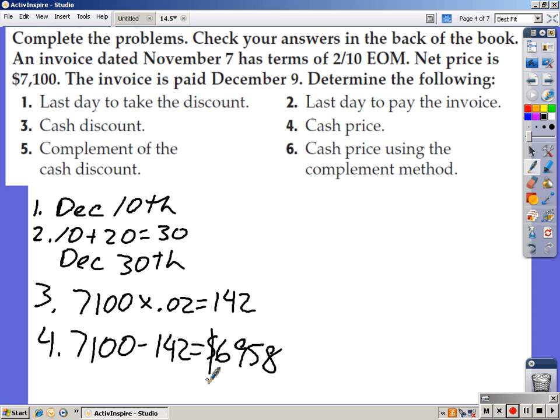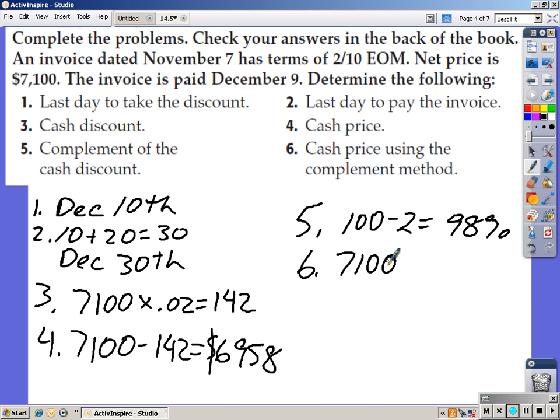Okay, question 5. Find the complement of the cash discount. Complement is 100 minus the 2% that I can save. My complement is 98%. Number 6, find the cash price using the complement method. $7,100 times 0.98. Plug that into the calculator, you get 6,958. Okay? Simple and easy.